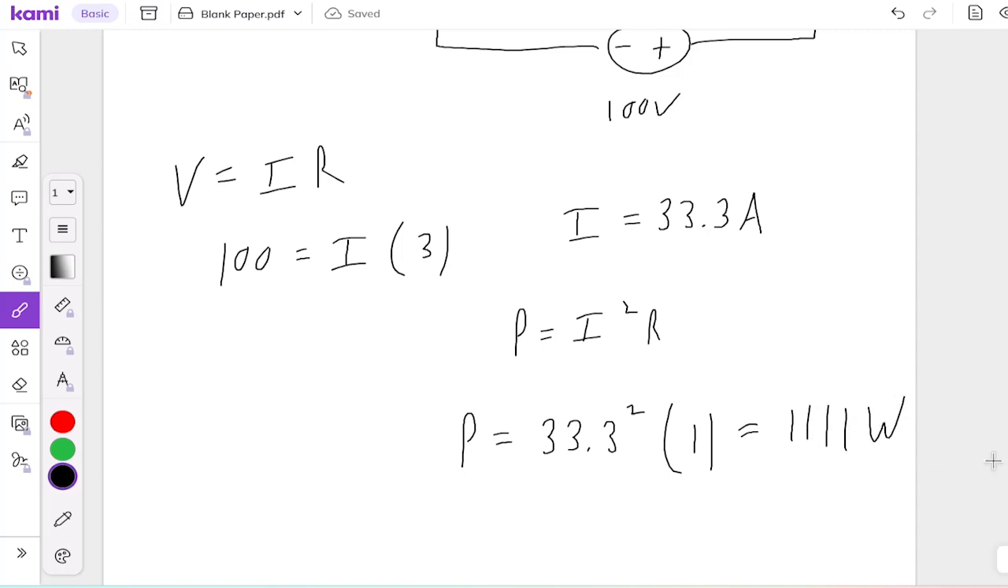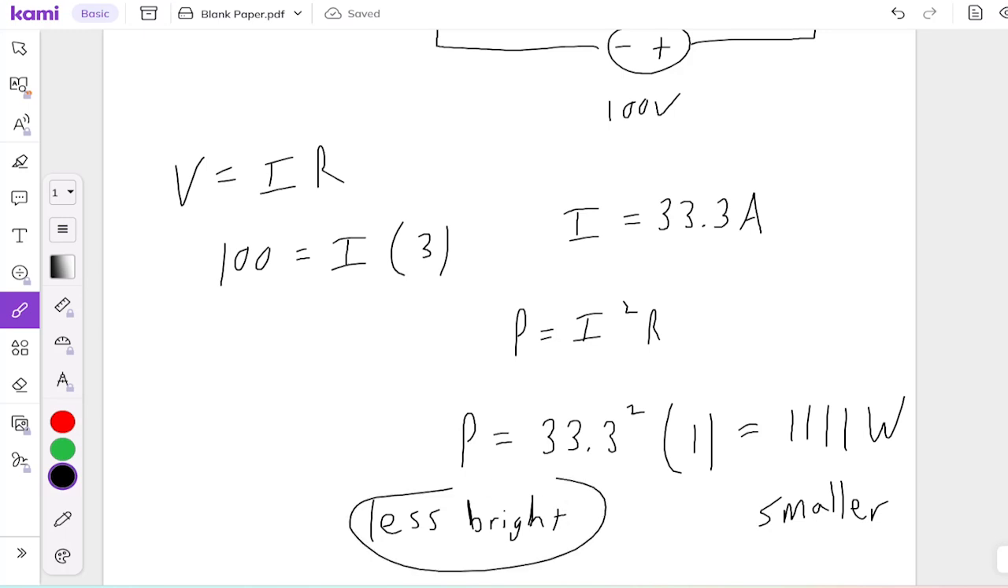So in other words, this is a smaller number. In other words, it's less bright. It's going to get darker, because it's smaller than 1600, which is what I had when I had bulb D. So that was fun. Any questions?